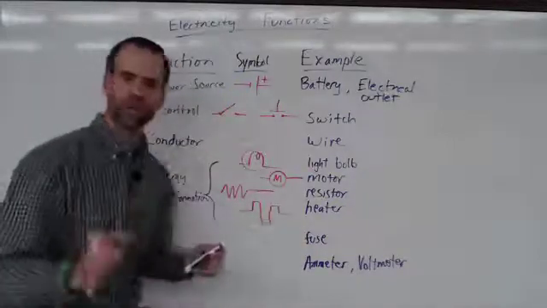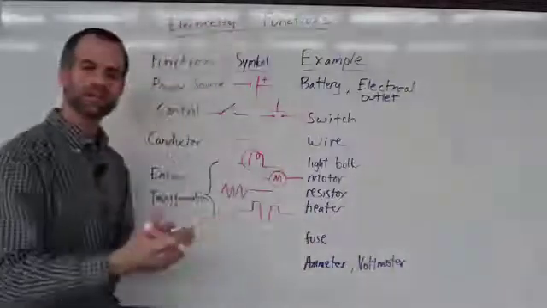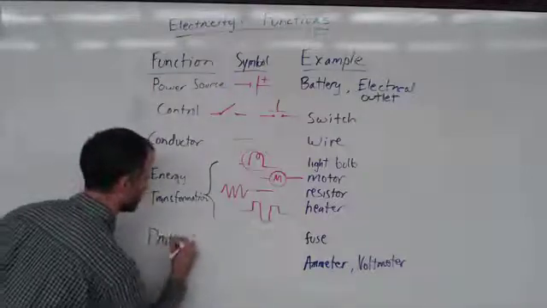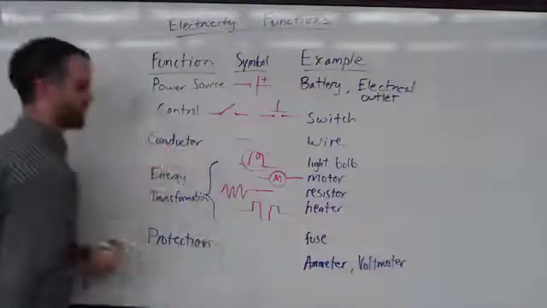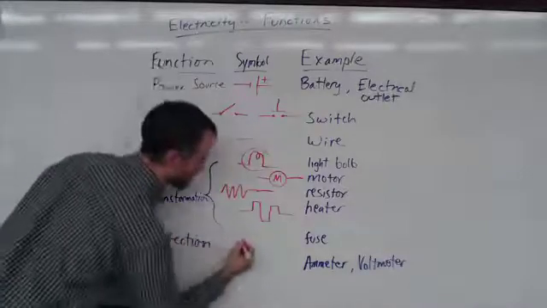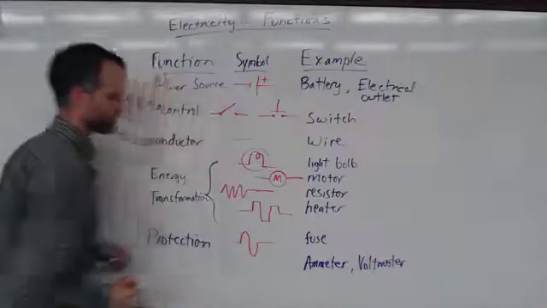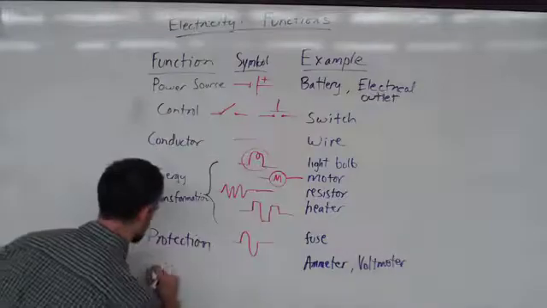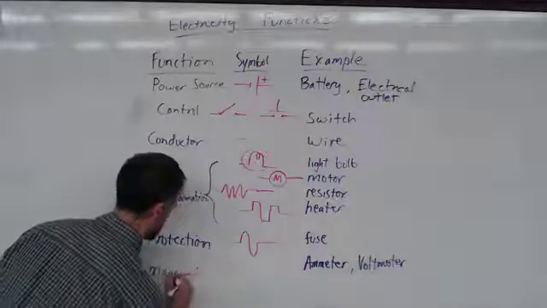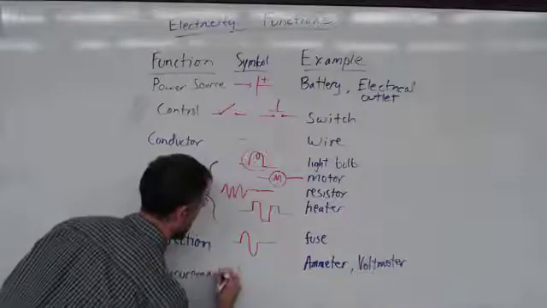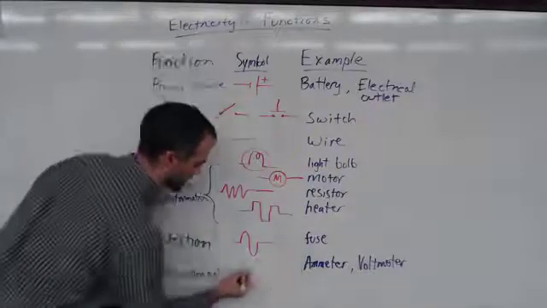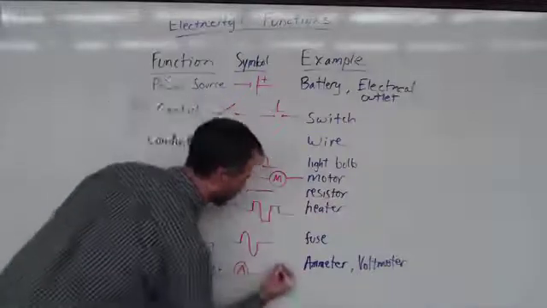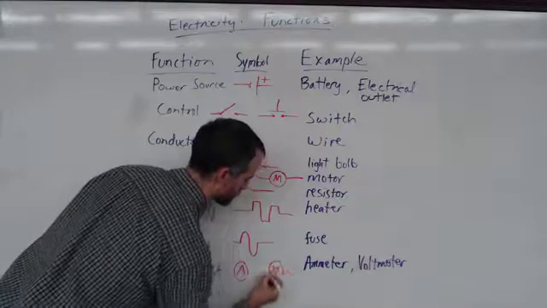A fuse, what is the function of a fuse? It is to protect the rest of the circuit from too much electricity. So its job is protection. And the symbol for a fuse is a sideways S shape. And lastly, we have the ammeter and voltmeter, which we use to measure things. Measurement. Depending on what you're measuring, the symbol is an A in a circle to measure current in amperes, or a V in a circle.